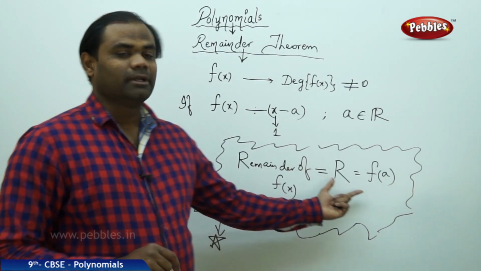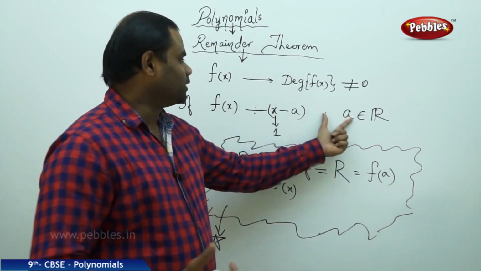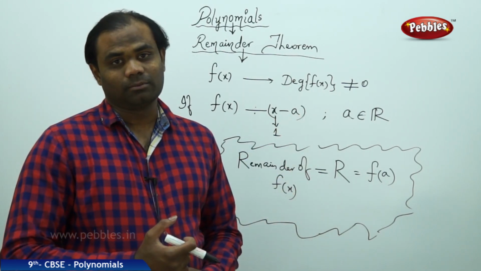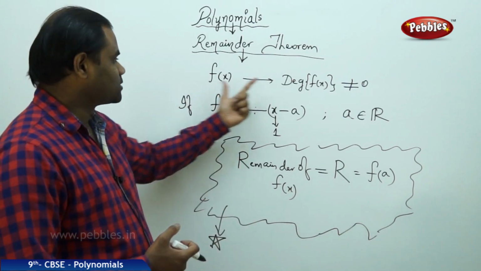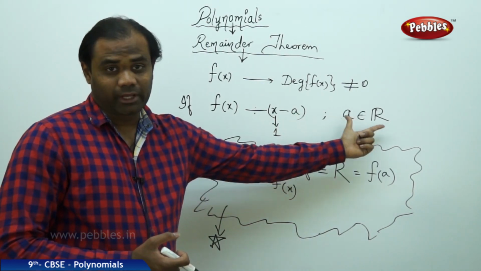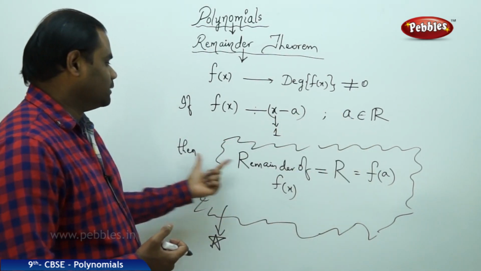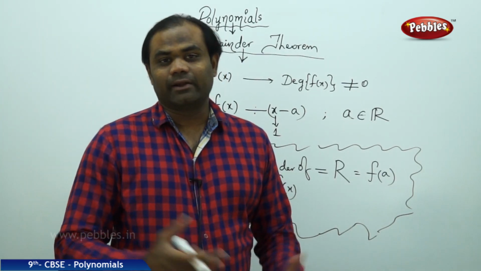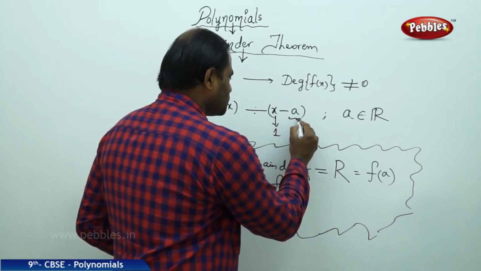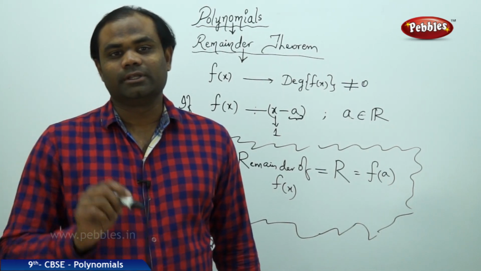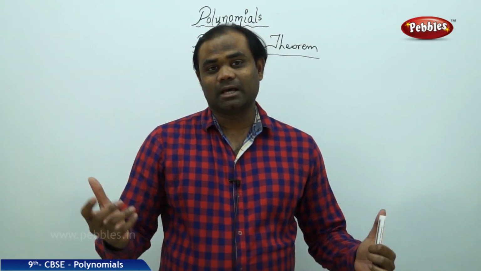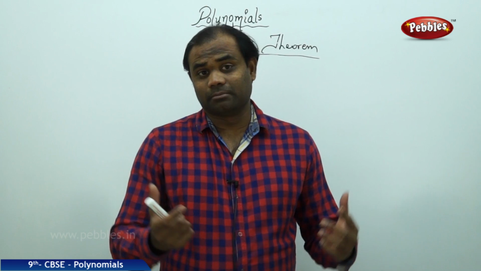Here the remainder is directly the polynomial in which the value a is substituted, and a is derived from the linear polynomial. For a polynomial f of x with degree being non-zero, if divided by a linear polynomial x minus a for a belonging to any real number, then the remainder of the polynomial f of x is directly f of a. This is how the polynomial is related to the constant of the linear polynomial in divisibility, which is what the remainder theorem states. Now let's see an example problem to understand the remainder theorem better.